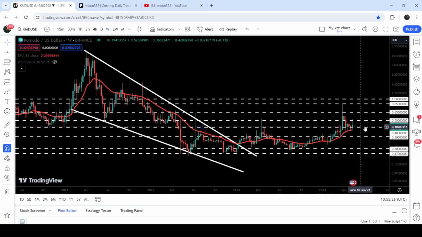And right now it is moving at this support of 40 cents, by the way. And the next resistance is here again at 50 cents. And in today's video, we will analyze this move.